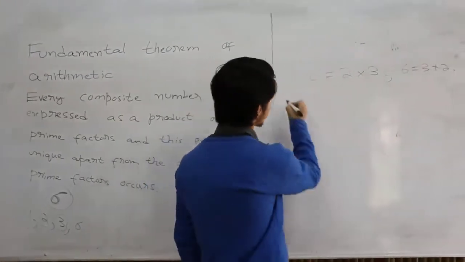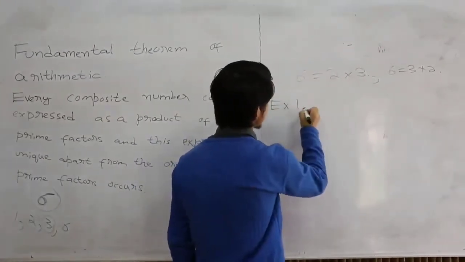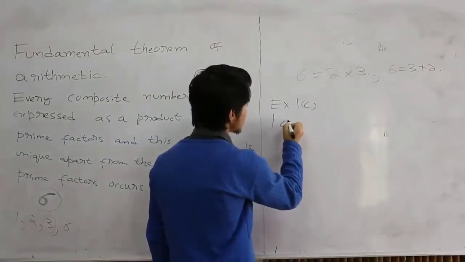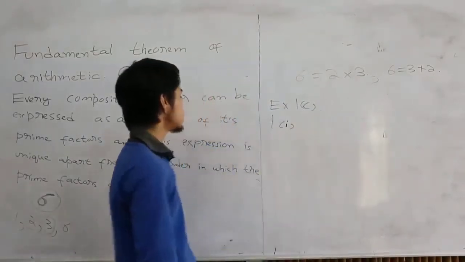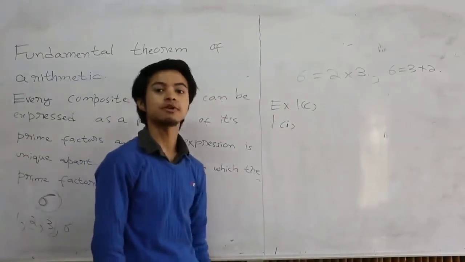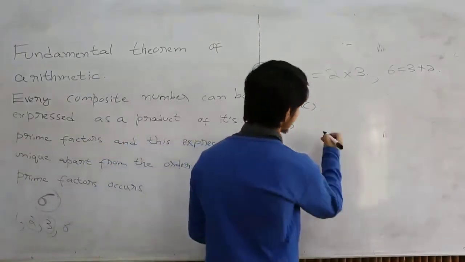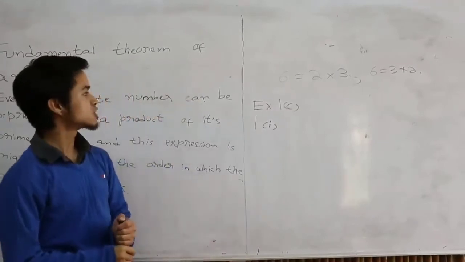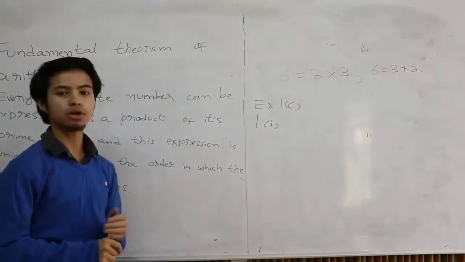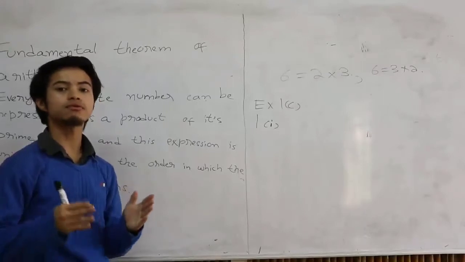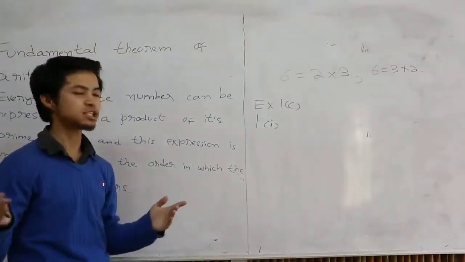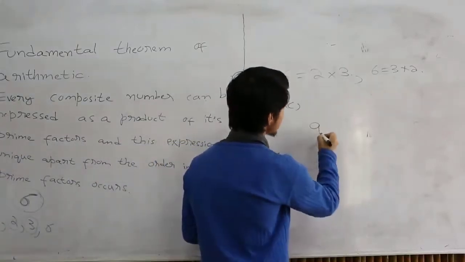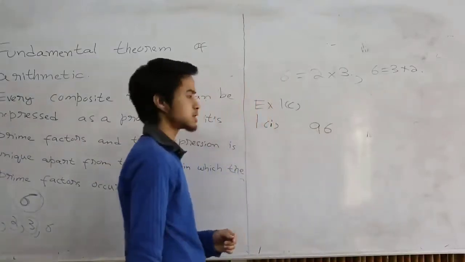Now let us solve one problem from exercise 1C, where we have to apply this theorem. From exercise 1C, question number 1, part 1, the question tells us that we have to find the prime factorization of 96. Prime factorization is a method where we break down a given number, or factorize it, as a product of its prime factors.